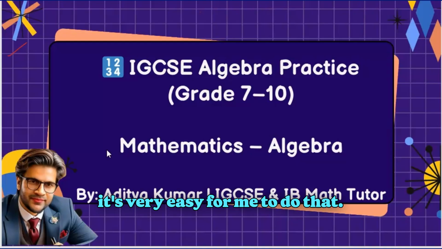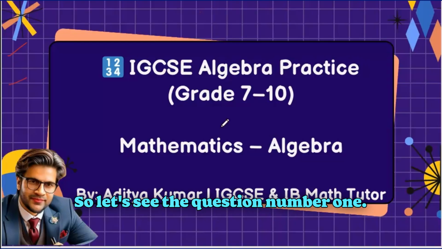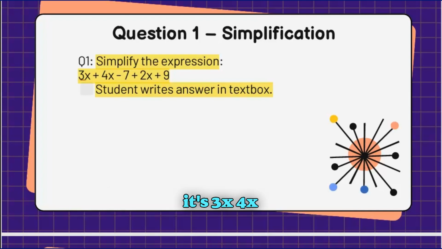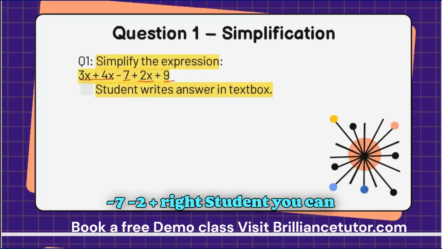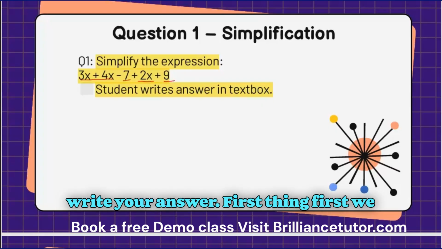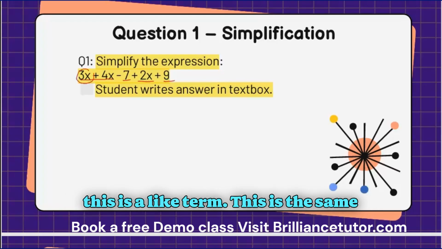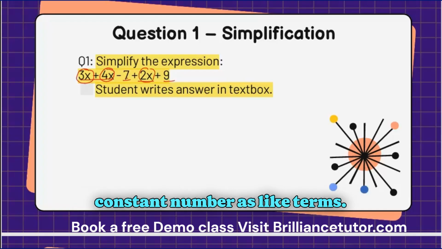It's very easy for me to do that. So let's see question number 1. Simplify this expression: 3x plus 4x plus 2x minus 7 plus 9. Students, you can write your answer. First thing first, we have to write the like terms here. Variables of the same kind are like terms, and constant numbers are like terms.